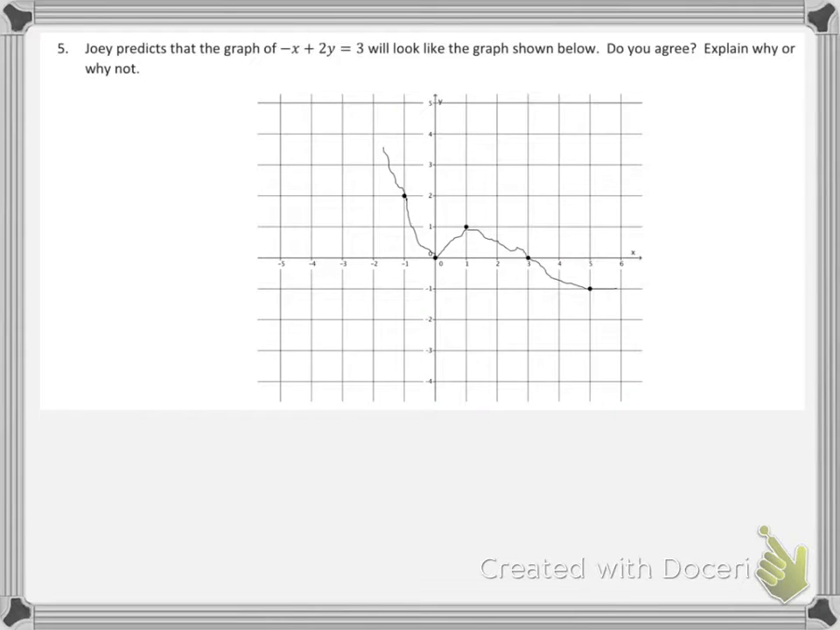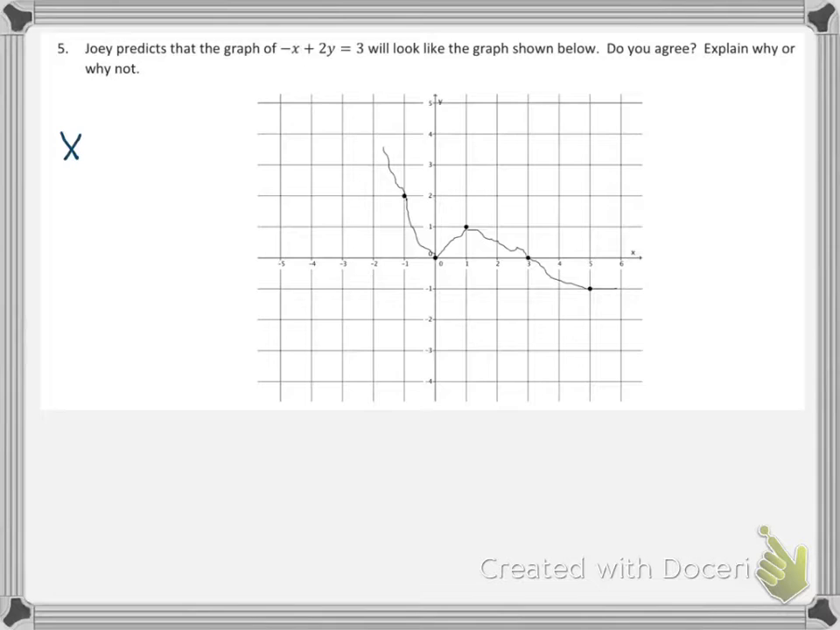Okay, Joey predicts that the graph of negative x plus 2y equals 3 will look like the graph shown below. Do you agree? Well, I don't. I haven't seen a line like that in the last 2 lessons, so I'm guessing no, that's not going to be right, but let's check it.